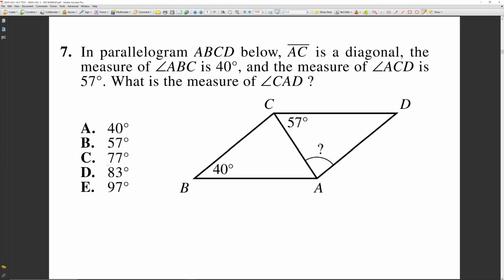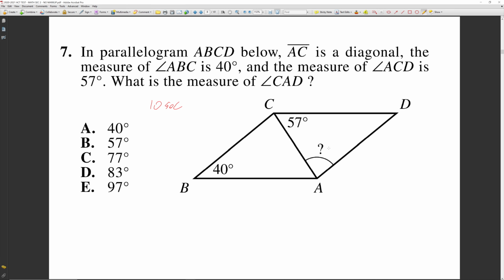Number 7. So this is a geometry problem. Looks like you need to find a missing angle from the diagram. In parallelogram ABCD below, AC is a diagonal. The measure of angle ABC is 40 degrees and the measure of angle ACD is 57. What is the measure of angle CAD? So we're looking for the CAD angle here.